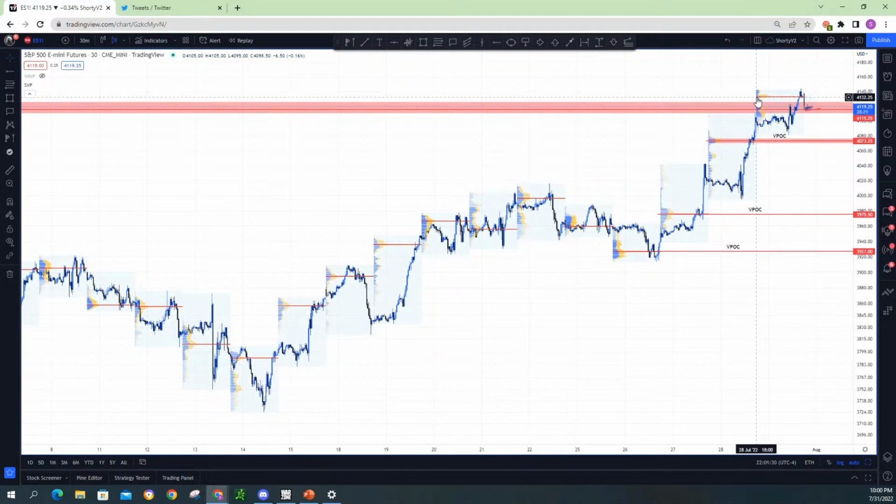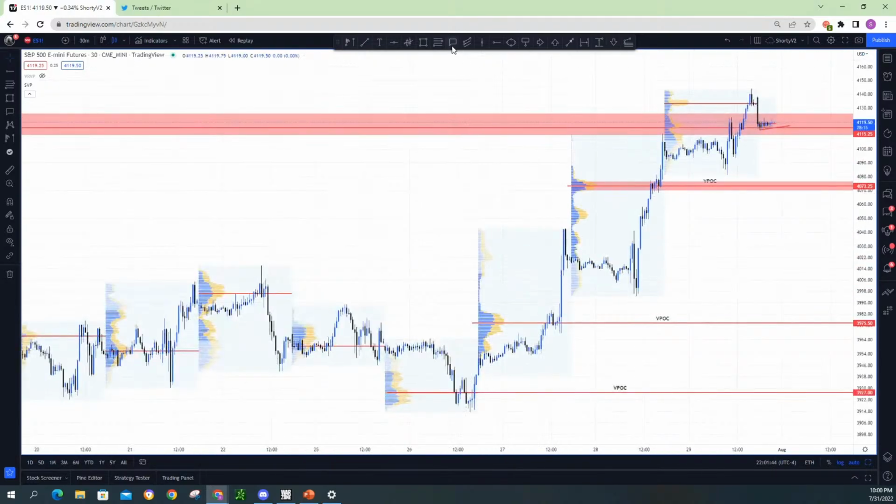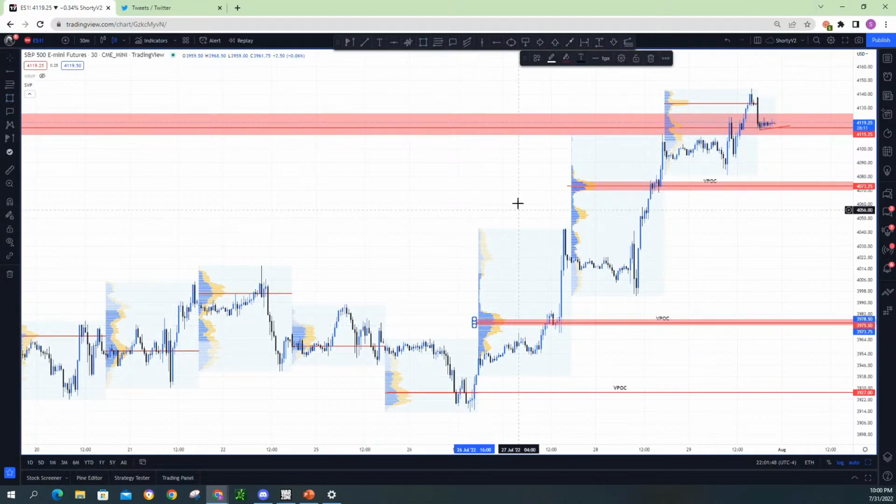So you really need to break 41.33, this POC, if you want to go long. And then we're going to break 41.43 easily after that. There's a lot of VPOCs here. Usually that means, if you get between three and five, hey, we're reversing, we'll be back.